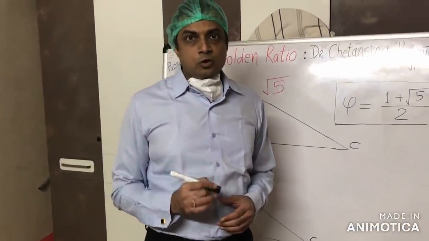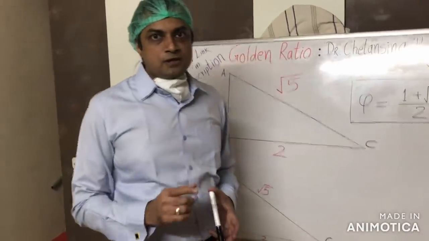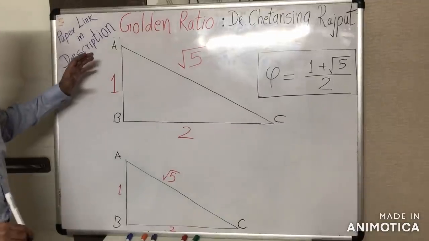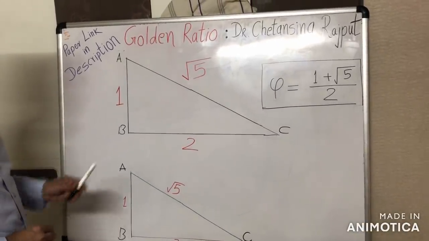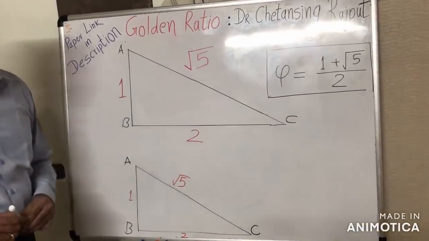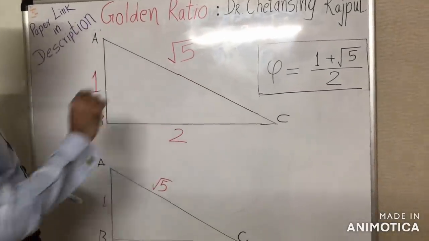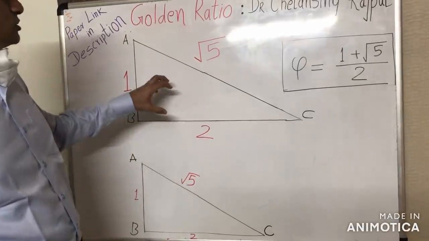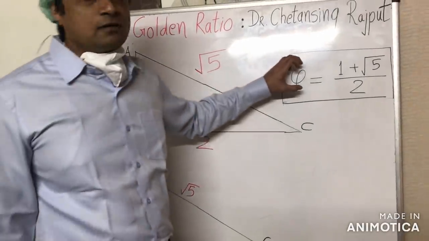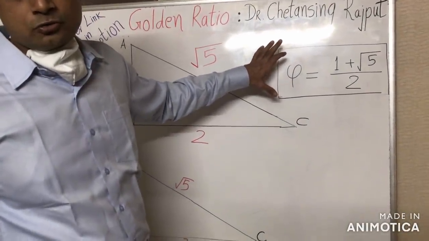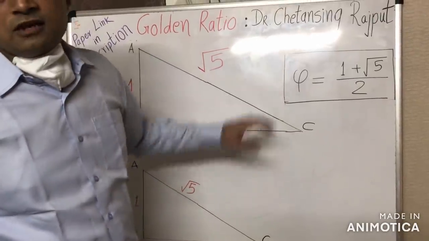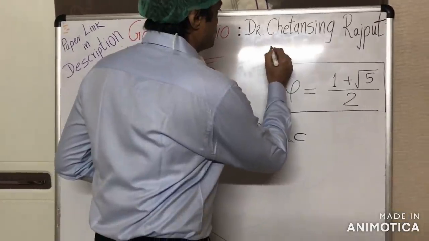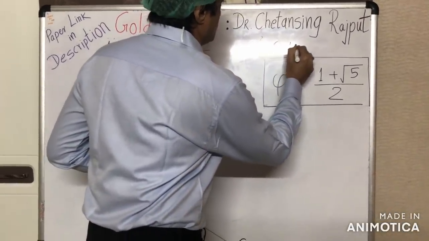The geometry of the golden ratio is based upon a special right triangle. This right triangle has its catheti in the ratio 1:2. Look at the sides of this triangle: 1, 2 and root 5. These side lengths provide the exact fractional expression of the golden ratio, which is nothing but the solution to the quadratic equation x squared minus x minus 1 equals 0.